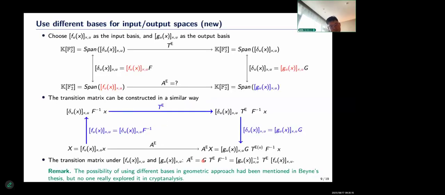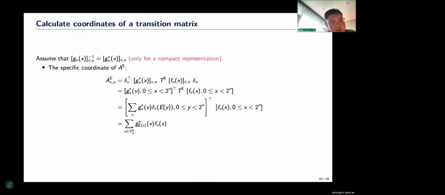It is important to stress that the possibility of using different bases in the geometric approach had been mentioned in Ben's thesis, but he and others have not really explored it in cryptanalysis. So this is the first work to study it in practice. With the expression of A, we can calculate the expression for every coordinate of this matrix. So finally, the formula is like this.